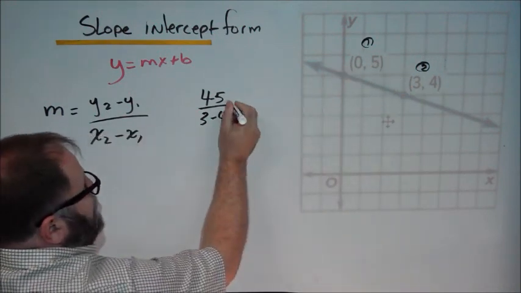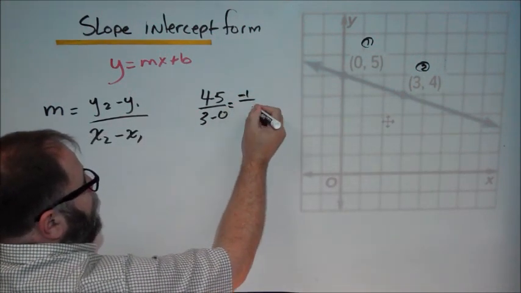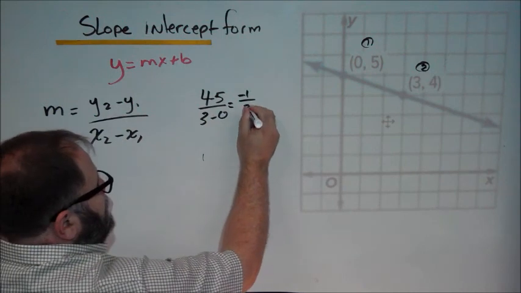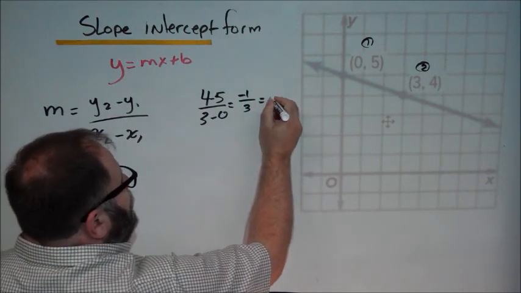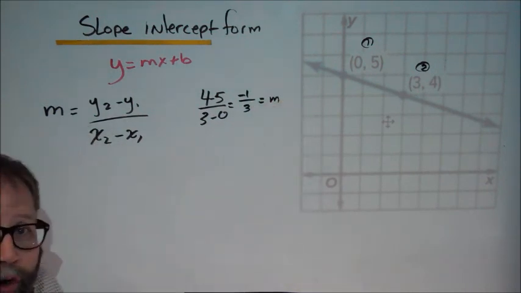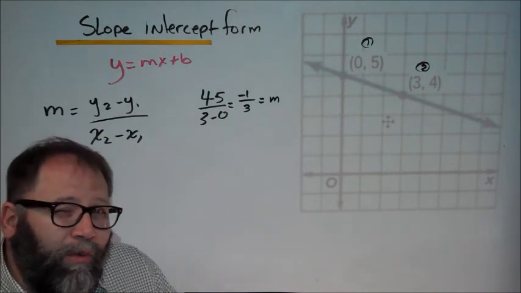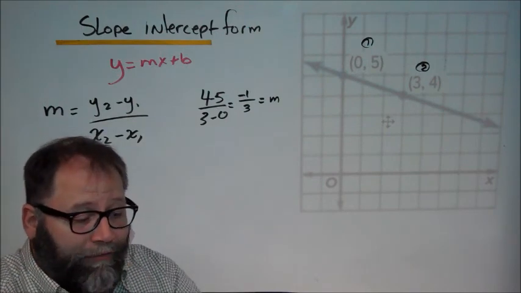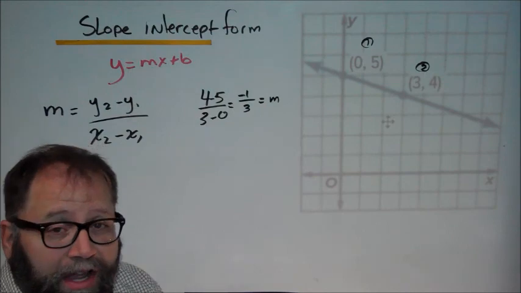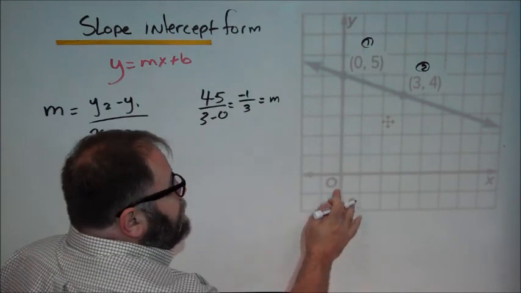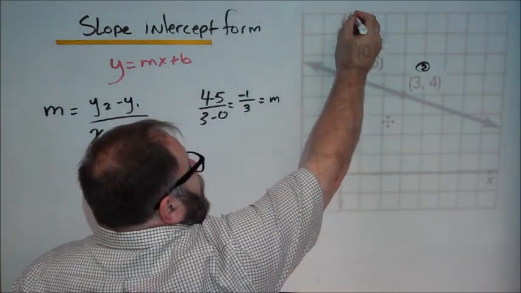So then that's going to be 4 minus 5 is -1, 3 minus 0 is 3. So I've got a slope then of -1/3. And now I need a y-intercept. Now we have a vision of what the y-intercept is. As this line travels, it's crossing the y-axis. I hope you can see that.